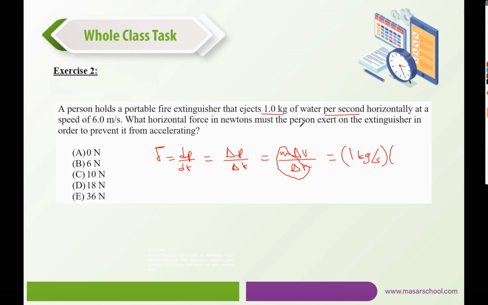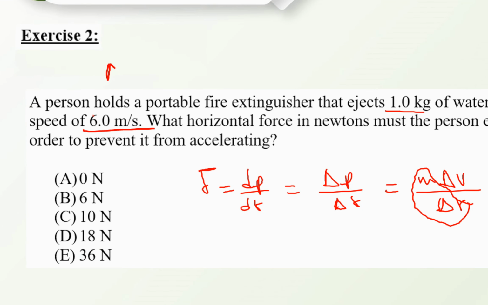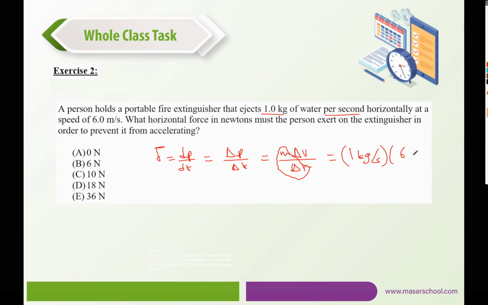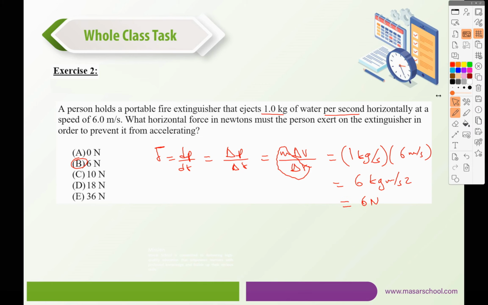multiplied by the variation in speed. Suppose that the water is being ejected from rest, then if this is the final speed, delta v, the variation in velocity, would be 6 minus 0, which is 6 meters per second, then multiplied by 6 meters per second, and that would give you 6 kilogram meter per second squared, which is equivalent to 6 newtons, which makes B the correct answer.